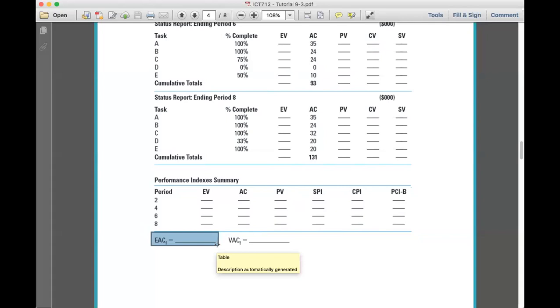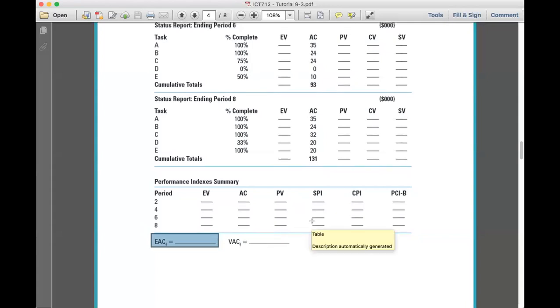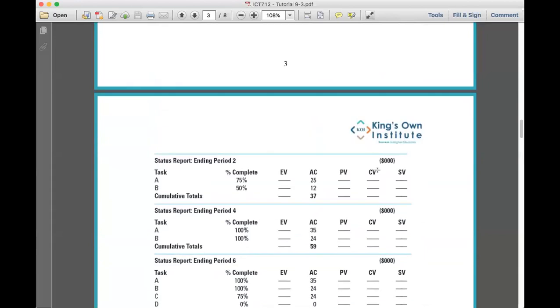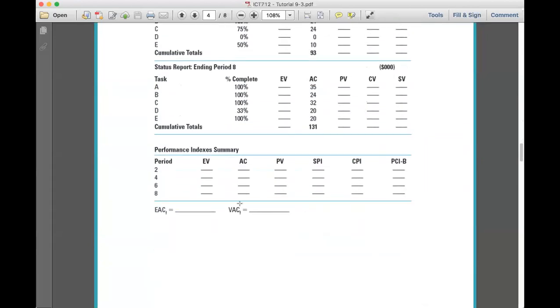If I want to know what is the variance at completion, it's my budgeted at completion, which is my 206, minus my estimated at completion forecast, 175, equals 31, which means I am now going to finish the project by spending much less money than I'm expected to be spending.